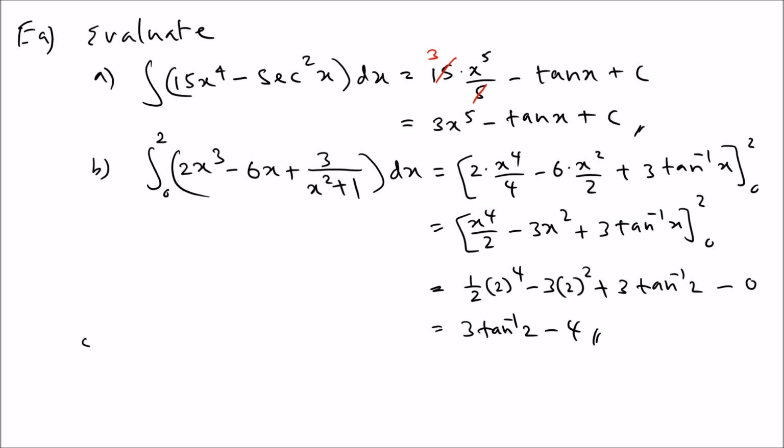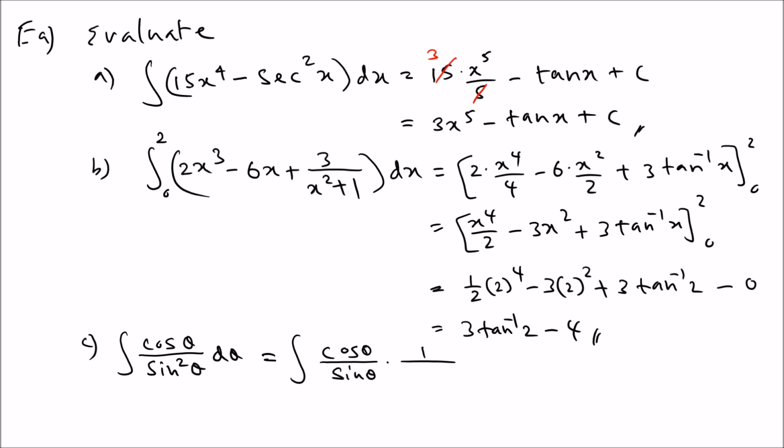Okay, how about this one? Number C: cosine theta divided by sine squared theta. When you get some trigonometric expressions like that, sometimes you have to simplify them into a formula that you already know. For example, if you write this as cosine theta over sine theta times 1 over sine theta, d theta, you can see that the first one is cotangent theta, and this one is cosecant theta.